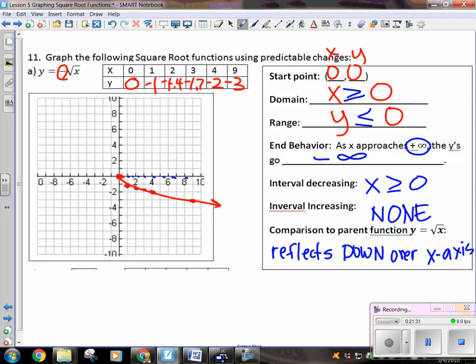All right, that's my observations. This thing does not increase, it only decreases. It's only going down, down, down, down, down. We're talking about the y's. In comparison to the parent function, it reflects down. My parent function used to go up, and this thing has flipped down.